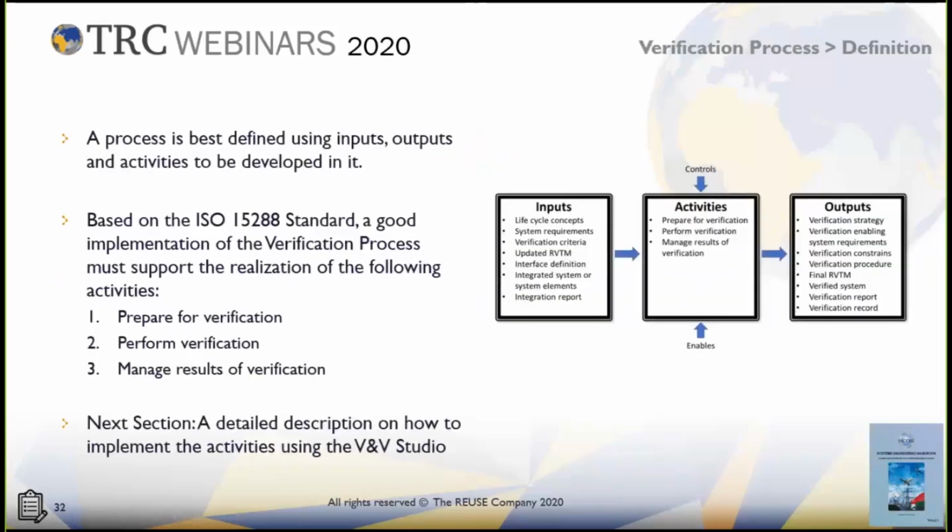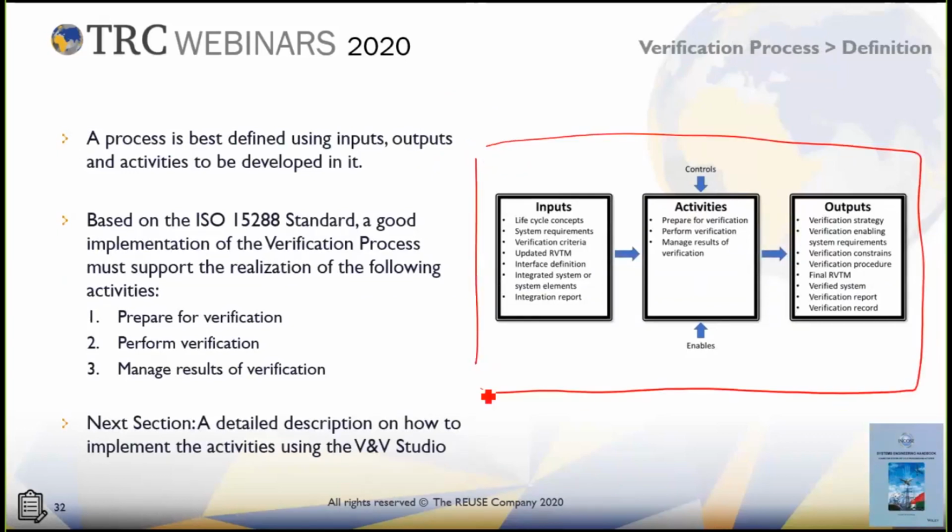Okay, so now we have done definitions of the process, several important topics around it, verification actions and the verification techniques. What is it that the standard describes as the activities for performing the verification process, which, by the way, are the same for the validation one. So we get into a typical IPO diagram, input, output, and activities, and then we are always controlled by controls and enablers, and the activities themselves in the middle.